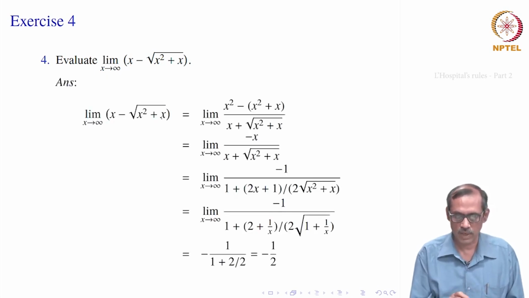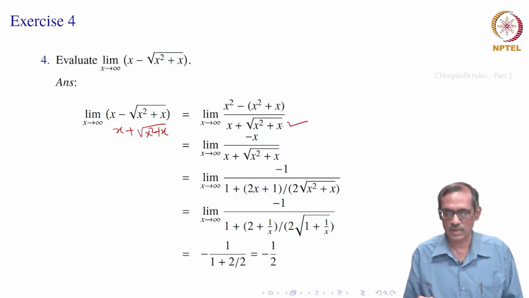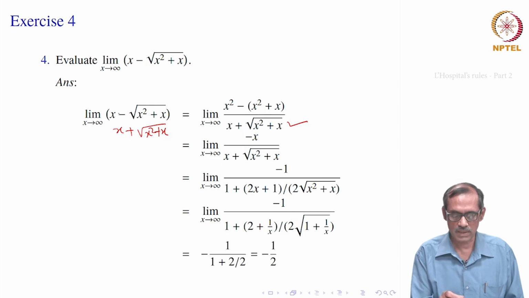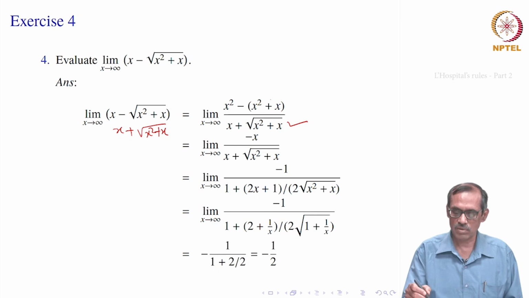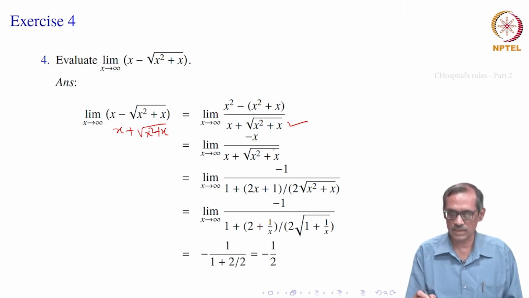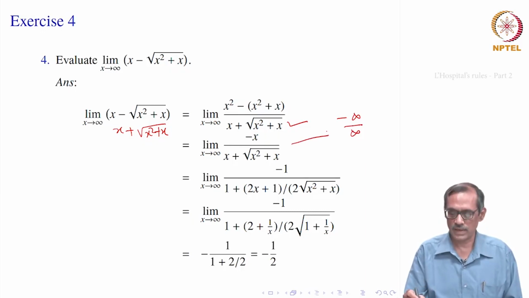X minus square root of x square plus x, we multiply this with x plus square root of x square plus x and divide it with x plus square root of x square plus x. So, when you multiply, this gives x square minus (square root of x square plus x) square. So, that is x square minus x square plus x divided by x plus square root of x square plus x, and the top one we simplify. So, that gives x square is cancelled, minus x divided with the same thing as the earlier. Now, as x goes to infinity, it is in minus infinity by infinity form. So, we can use L'Hopital's rule here.